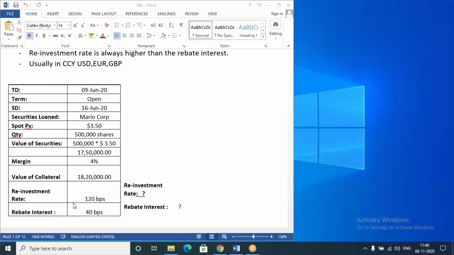The lender has said the reinvestment rate will be 120 basis points. The rebate interest will be 40 basis points. So in this case, what will be the rental fee that is charged now? 80 basis points. Exactly. It will be 80 basis points. It is 80 basis points on what? On value of collateral or value of securities? Correct, on value of securities. Is everyone clear with this?